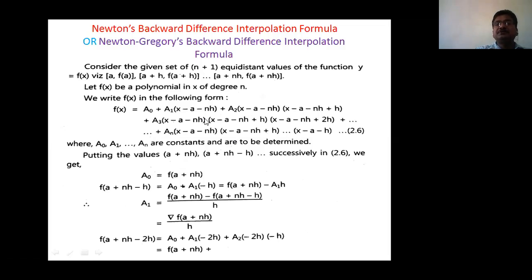Similarly, the coefficient of A4, A5, and so on. And the coefficient of AN is what? So the coefficient of A3 is what? A3 contains the coefficients of X minus last point, X minus second last point, X minus third last point. So what is the coefficient of AN? X minus last point, X minus second last point, X minus third last point, and in this way X minus second point, X minus A minus H. Okay, so X minus A plus H, either write in bracket A plus H or X minus A minus H.